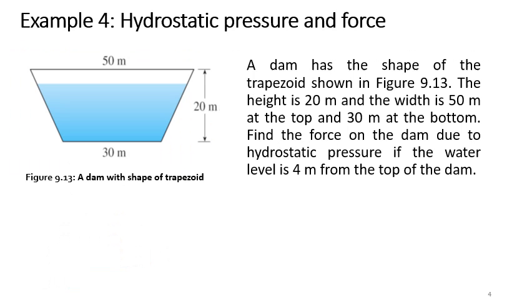So it is best to illustrate the application of integral to calculate the hydrostatic pressure and force by straight away giving an example. So let's say in this case you have a dam with the shape of a trapezoid shown in this figure 9.13, exactly the same example as you're given in the notes. Okay, so the height of the dam is 20 meters and the width is 50 meters at the top and 30 meters at the bottom here. Okay, so you're asked to find the force on the dam due to hydrostatic pressure if the water level is 4 meters from the top of the dam. So 4 meters from the top of the dam.